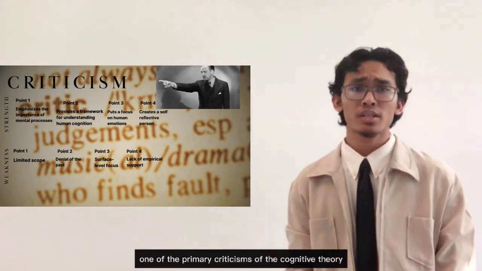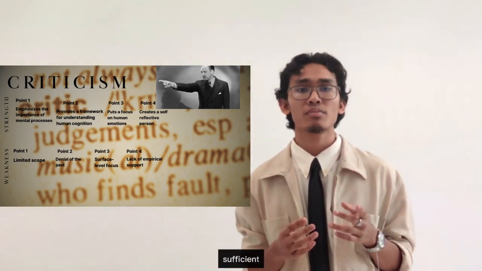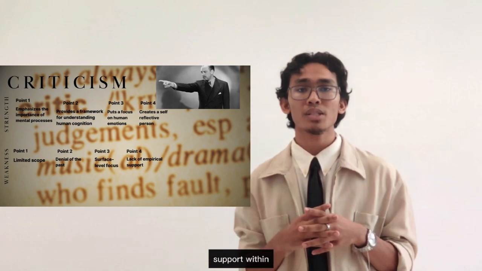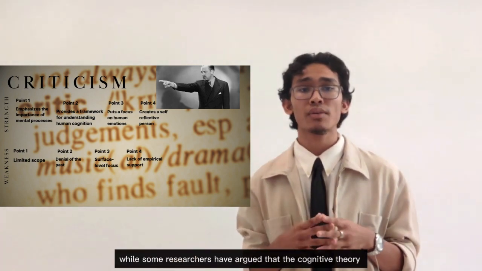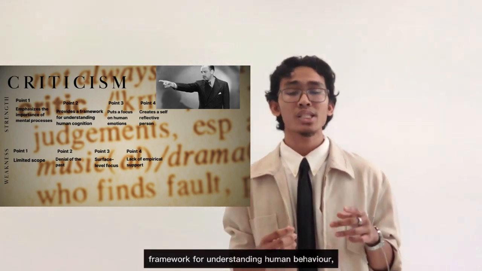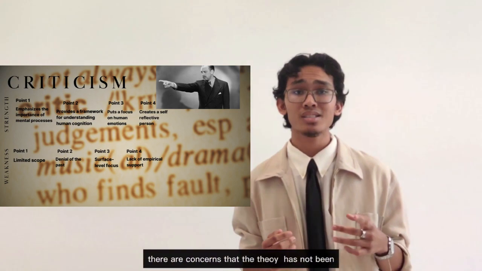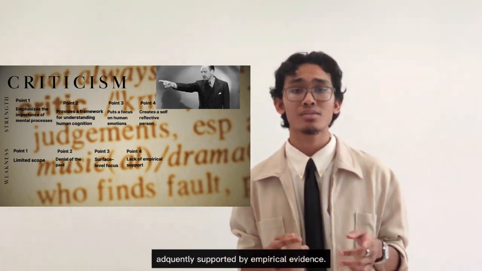One of the primary criticisms of the cognitive theory is that it lacks sufficient empirical support, particularly in the realm of human behavior and cognition. While some researchers have argued that the cognitive theory offers a useful framework for understanding human behavior, they are concerned that the theory has not been adequately supported by empirical evidence.